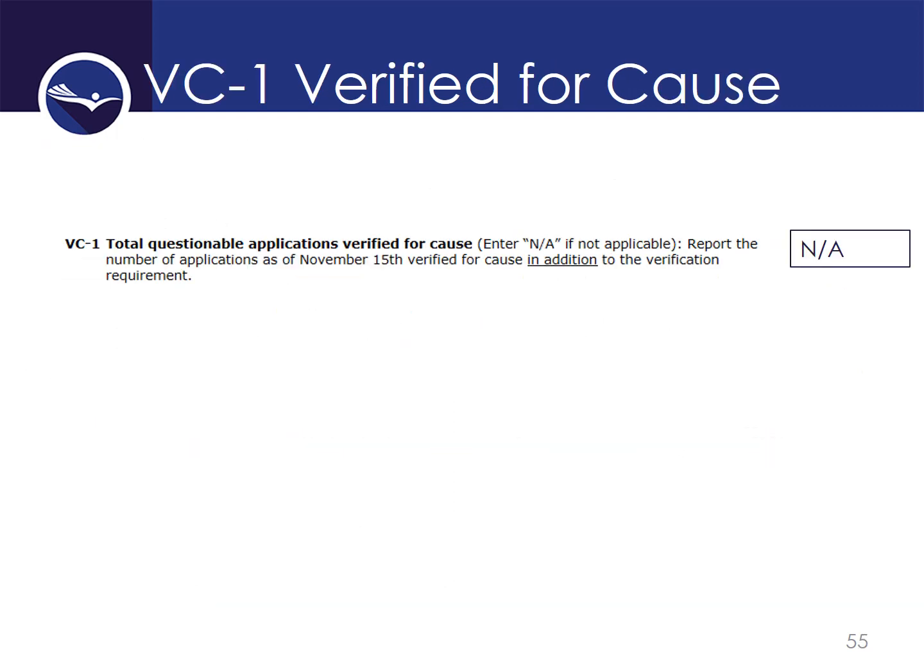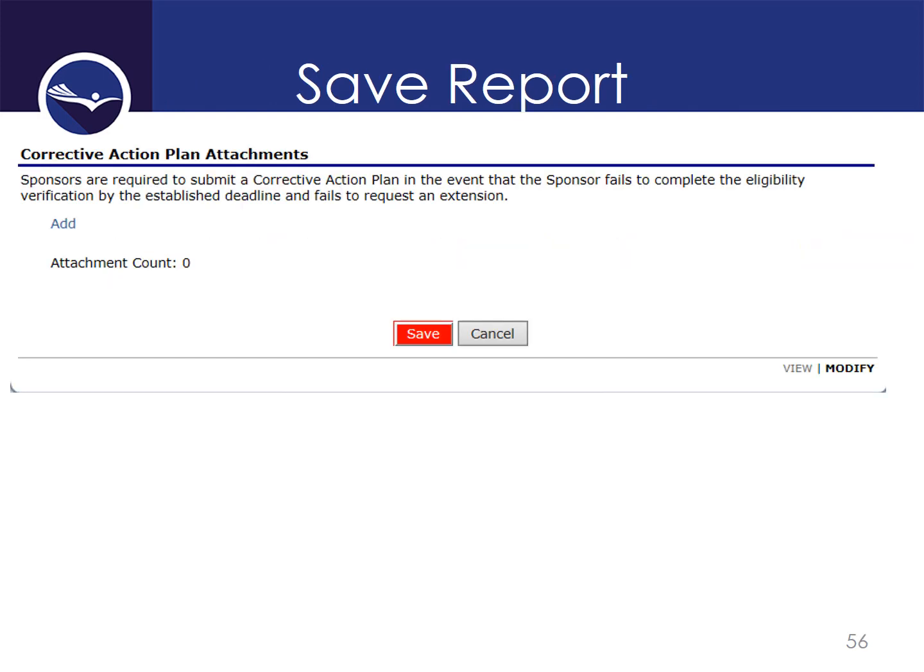Finally, the last box, VC-1, is to be completed if the SFA selected additional applications to verify for cause. If no applications were selected, enter NA in the box. If an application was verified for cause, you must report the results of this application in Table 5-8. For example, if the district was required to verify one household and also selected another application for cause, the table in 5-8 must show the results of these 2 applications. When you are finished with the report, click Save. If everything was completed correctly, you are finished with the verification report.